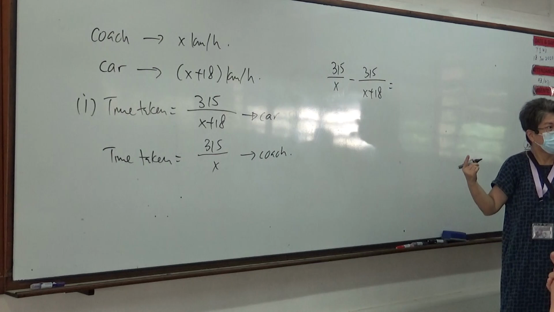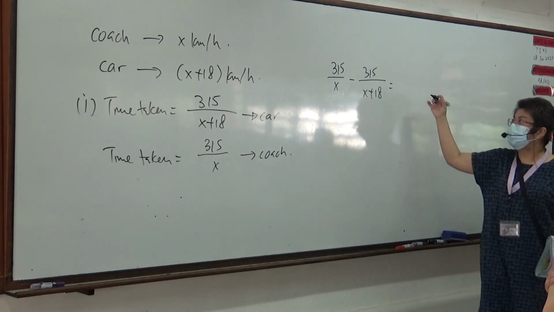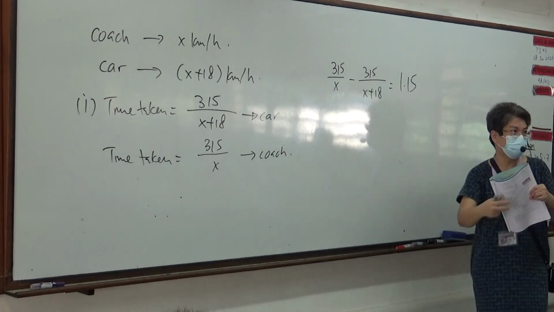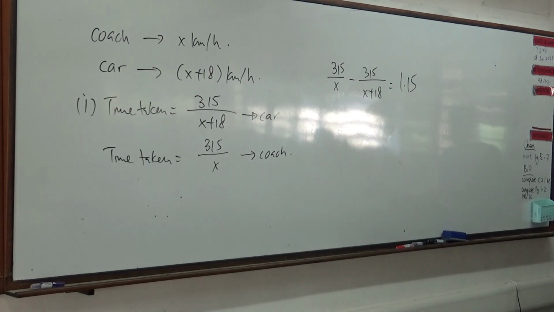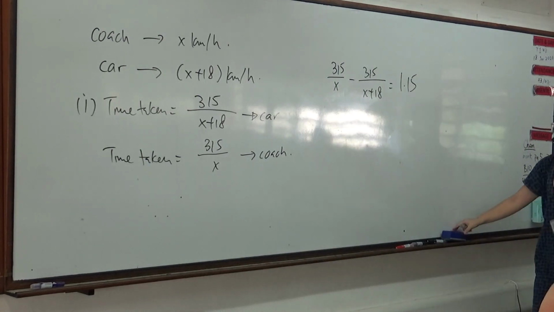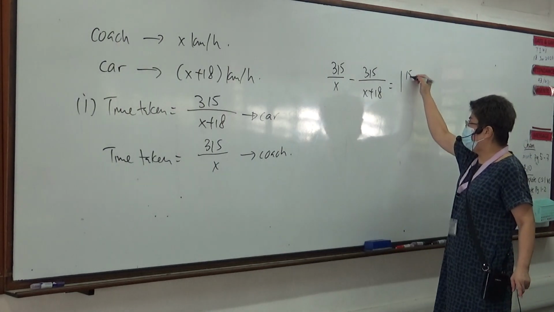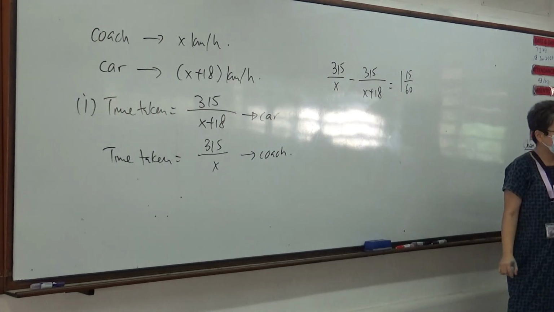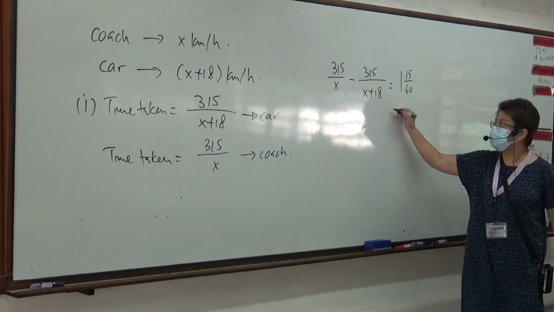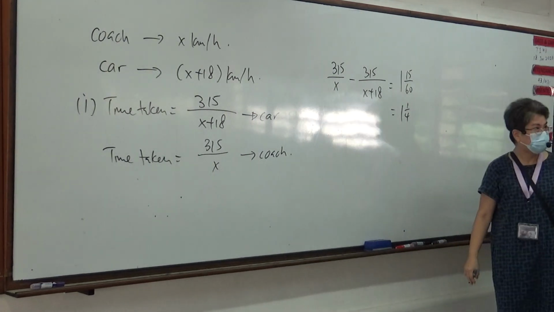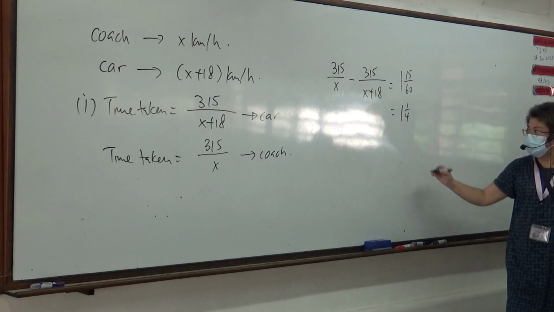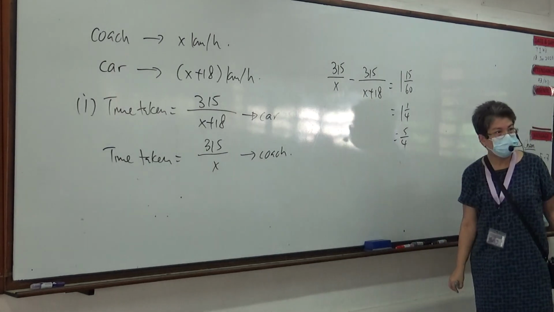1 hour 15 minutes, right? Now, do you put it like this? I always have people doing this nonsense. Cannot, huh? This is in hours. So, it will be 1 hour 15 over 60. Now, actually, this is not good enough. This is actually 1 1/4. This is still not good enough. Actually, this is 5/4.